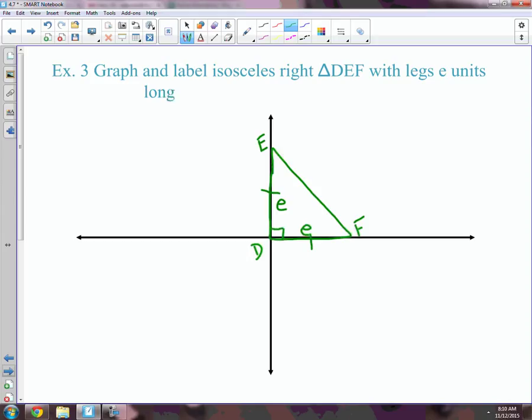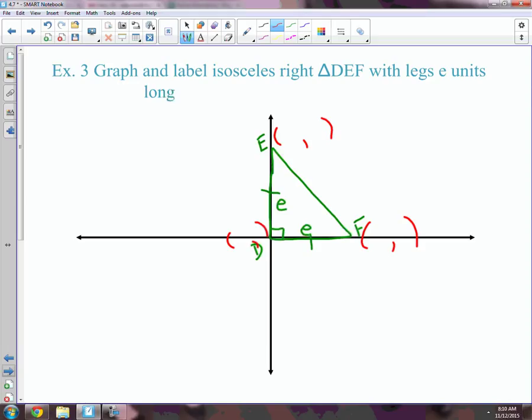Okay, so I've got an isosceles right triangle. I've labeled them with D, E, F, and I've made the legs E units long. So I've graphed everything they told me I could graph. Now I've got to label all of the corners. Alright, well D's my easy one. If you do things right, you'll always have that easy one. 0, 0.